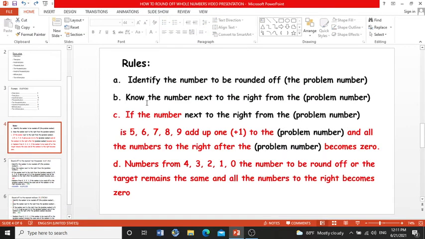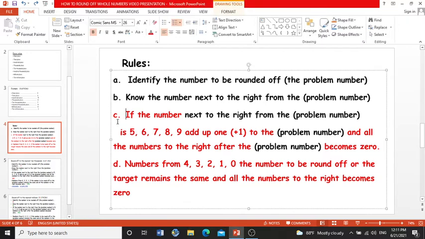So, that's rule letter B. And then now, the next rule is rule C. So, what we're going to do here.